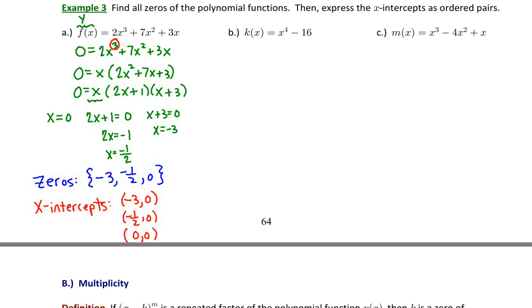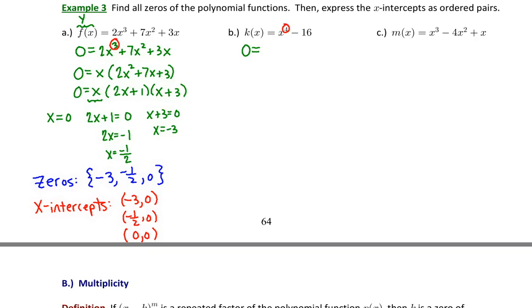Let's practice this again on example B. We have the function k of x equals x to the fourth minus 16. And our purpose is to find the zeros and x-intercepts of this polynomial function. So we set the whole thing equal to 0, and then we can attempt to factor it. Now remember, we are looking for at most 4 zeros.